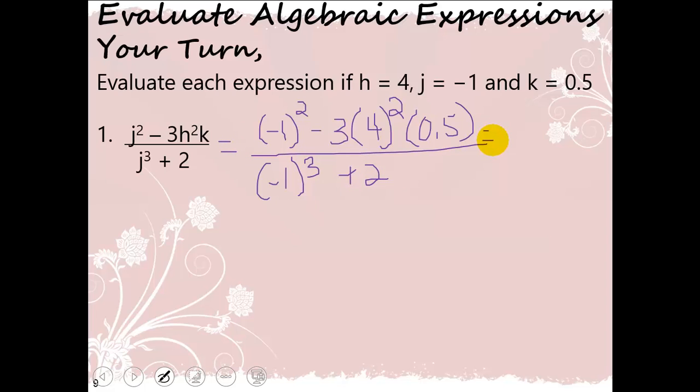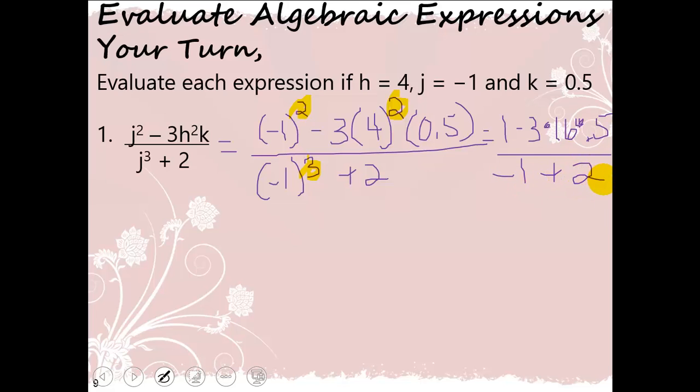Now I'm going to apply my exponents. I'll highlight those. I'm going to apply this, this, and this. And I get 1 minus 3 times 16 times 0.5. So sometimes it's hard to see the points and the multiplication. That's a point down there. All over negative 1 plus 2.